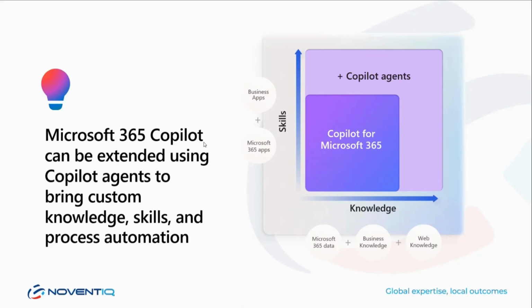And then there is your knowledge section on the timeline, which says M365 data, business knowledge, and web knowledge. M365 data is nothing but your enterprise data. Business knowledge is something that you add in context in M365 Copilot, and web knowledge is something that you want it to go to the web and then bring back to search over the results.